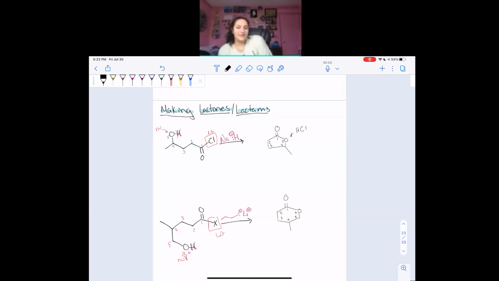So this is how we make lactones and lactams. It would be the same exact thing if we had a nitrogen, same mechanism and everything. It would just be called a lactam instead of a lactone.